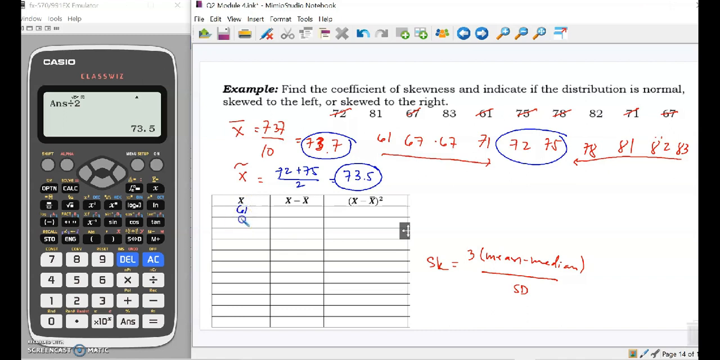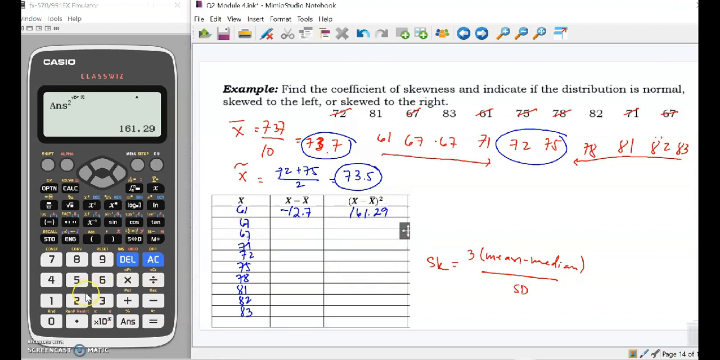So I have 61, 67, 71, 72, 75. Okay, I'll write 72 here. This is 75. Let me fix that. 72, 75, 78, 81, 82, and 83. Okay. It's supposed to be, if the mean is 73.7, that is score minus the mean. So, the score is 61 minus the mean, which is 73.7. I'll do it per row. Negative 12.7 squared. That would give me 161.29.